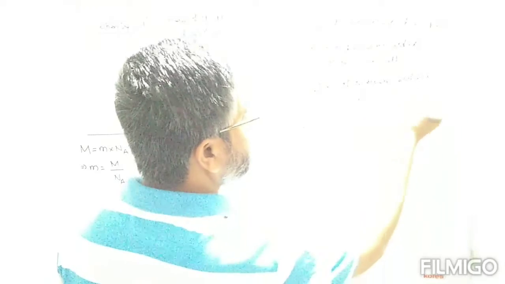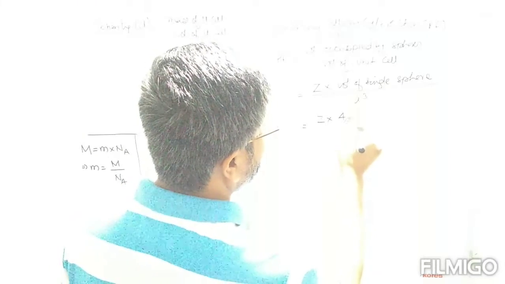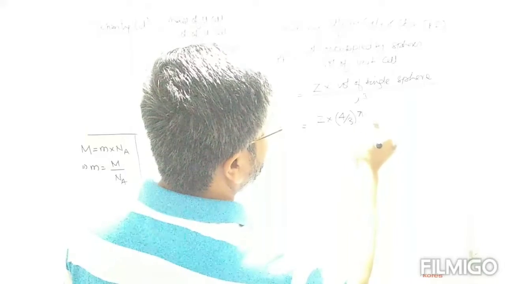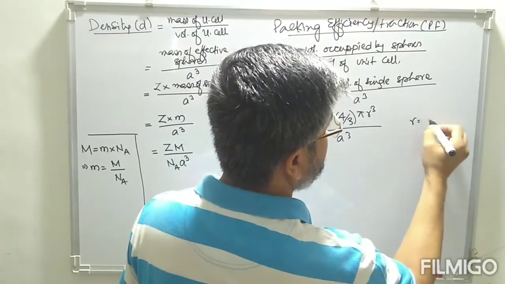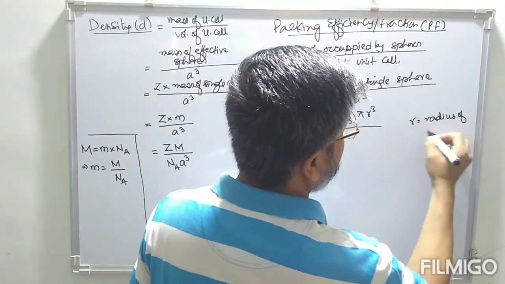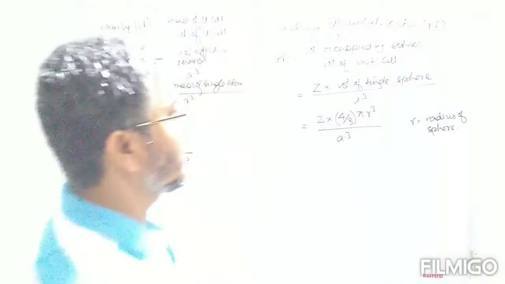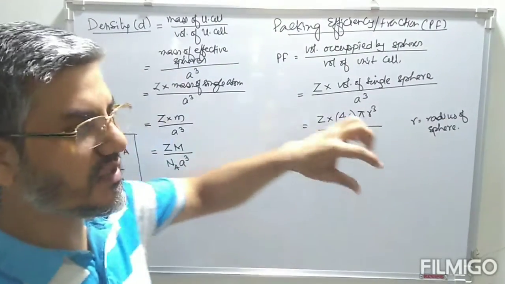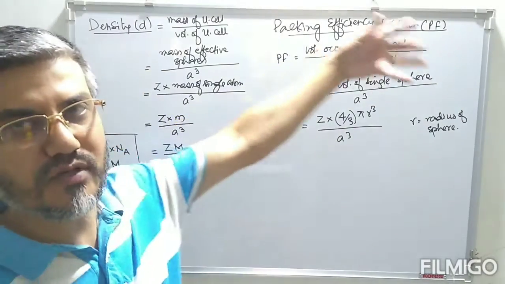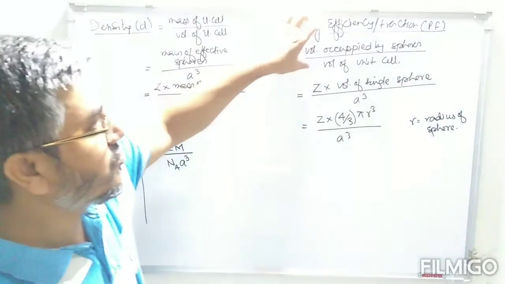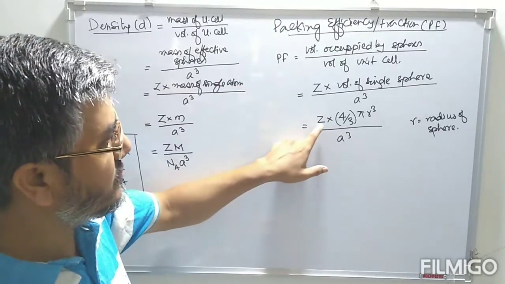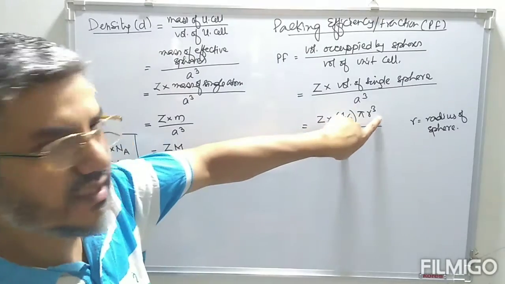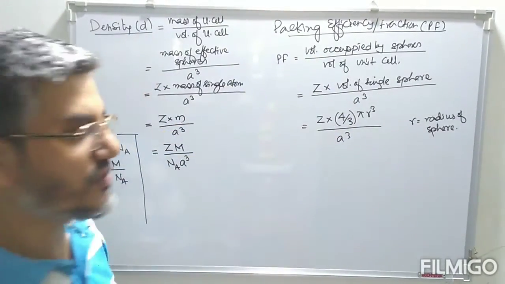Now the volume of a single sphere. So we have Z times 4 by 3 pi r cube, since the volume of a sphere is 4 by 3 pi r cube, divided by a cube, where r is the radius of the sphere. So this is how we define packing efficiency. The simple definition is the fraction of the total volume of the unit cell occupied by spheres, that is the volume occupied by the spheres divided by the volume of the unit cell. Depending on the unit cell, we'll have different values of Z and a different relation between a and r. Once we define those, we can easily define the packing fraction.